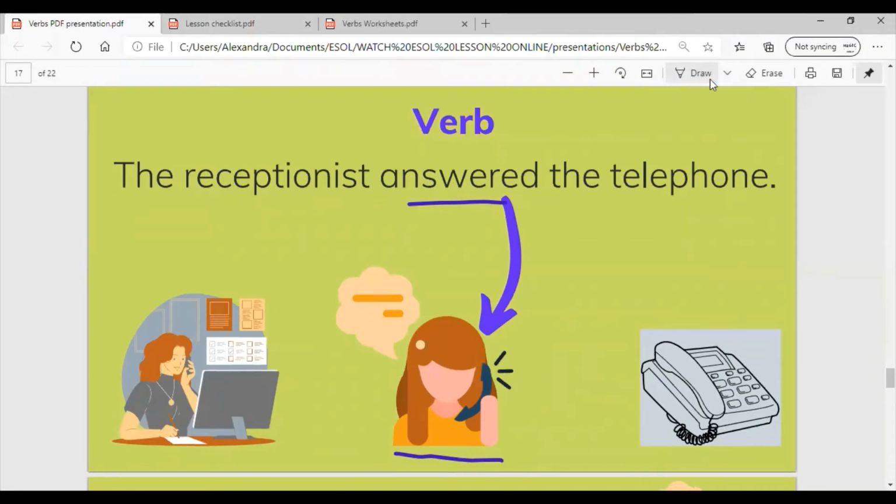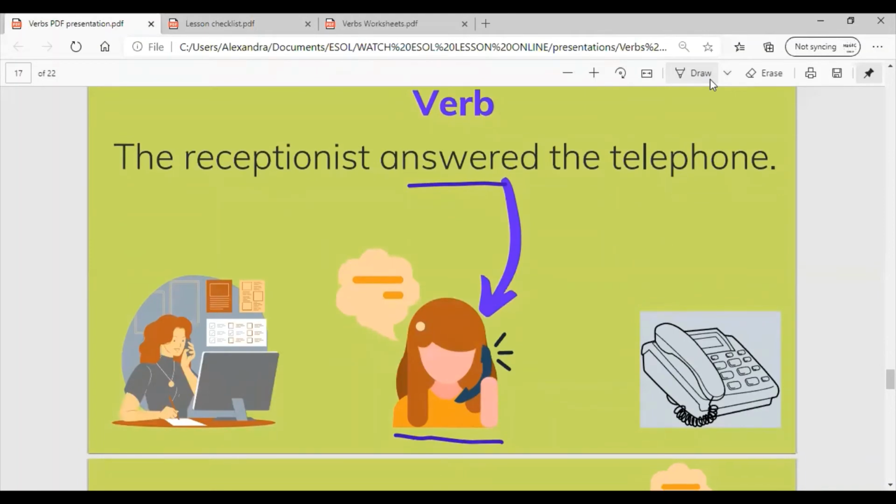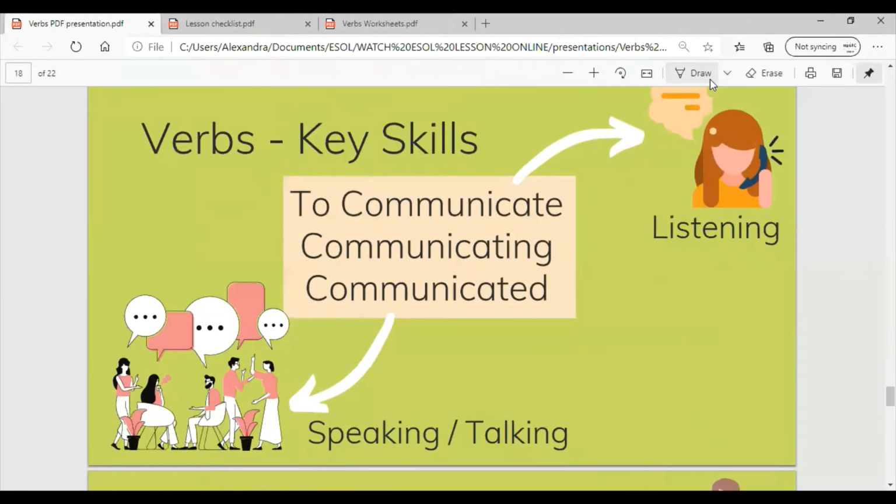Okay, so answered would be our verb. To communicate.